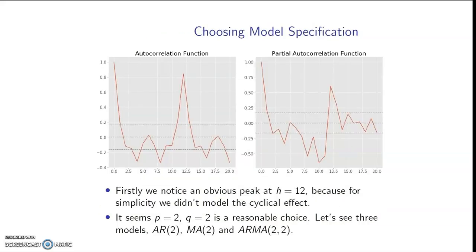These are the autocorrelation function and partial autocorrelation function, and we may choose the model specification, and we may notice an obvious peak at h equal to 12 because for simplicity we didn't model the cyclical effect. So it seems that p=2 and q=2 is a reasonable choice. Let us see three models, that is AR2, MA2 and the autoregressive moving average 2-2 model.